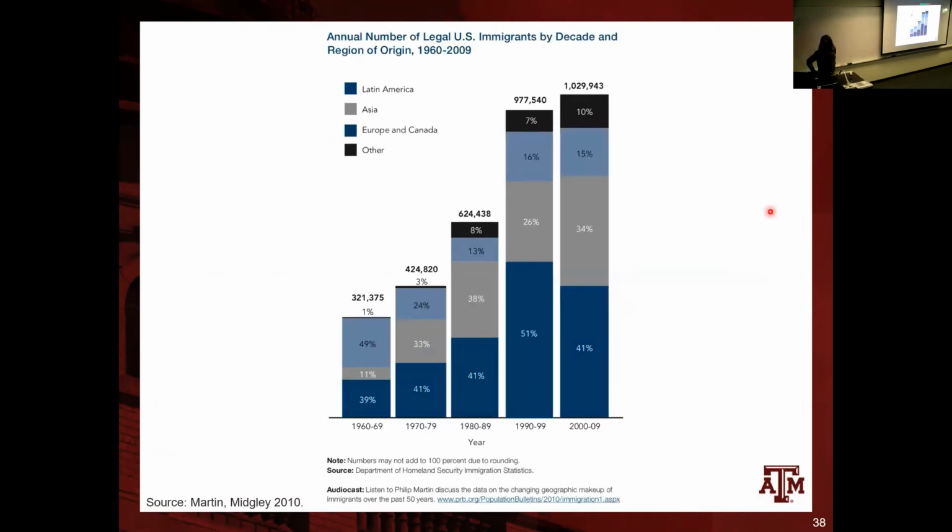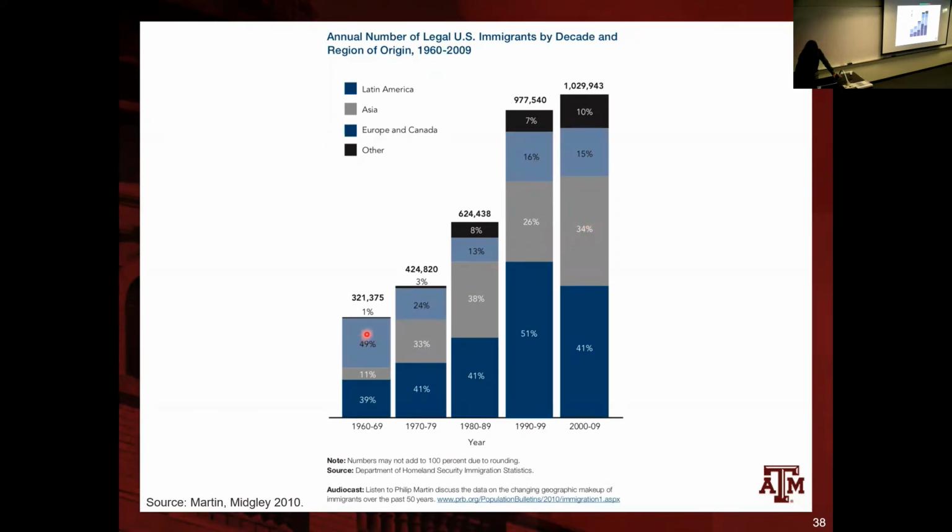Here, the annual number of legal US immigrants by decade and region of origin. This is only documented immigration, so it doesn't include undocumented immigrants here, from 1960 to 2009. And then you have from Latin America, Asia, Europe, and Canada, and other areas. And the share of those coming from Latin America increasing over time. The share of those coming from Asia increasing over time, the gray areas.